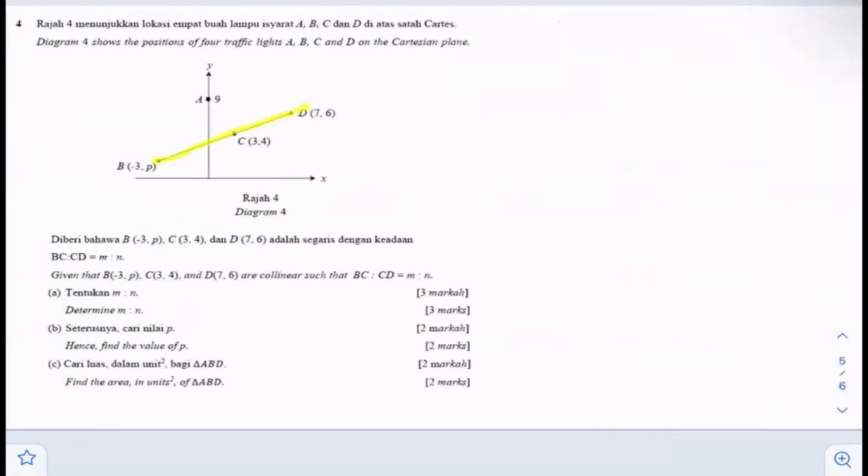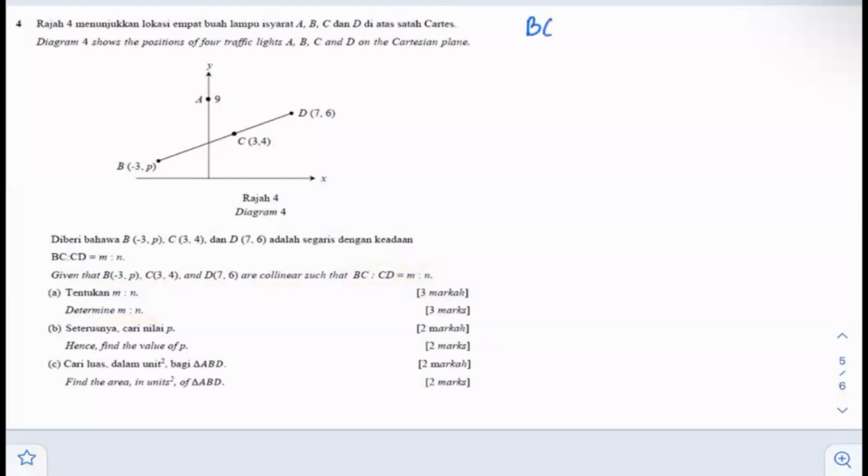Next, we have straight line BCD, and we have a point A here. It's given the coordinates for B, C, and D, and they are collinear such that BC to CD is in the ratio m to n. And we need to find what the ratio is.